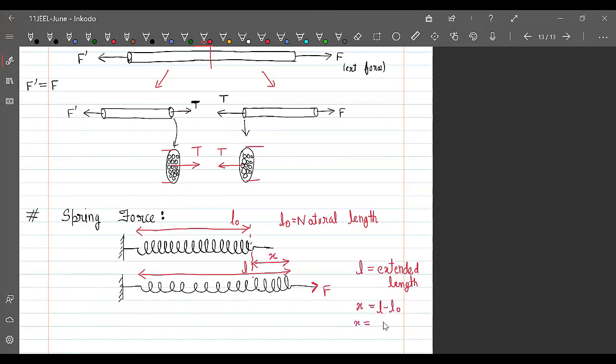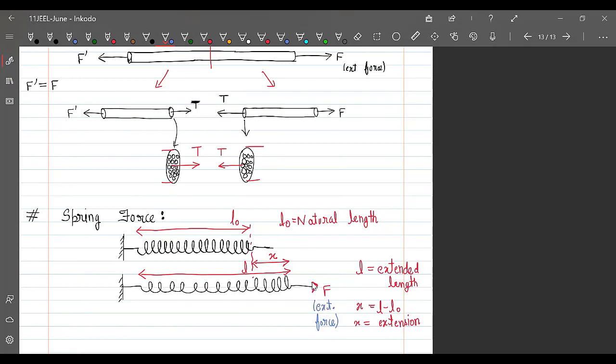Extension is caused because of the external force. But F is not the spring force. F is just the external force. So where is the spring force?